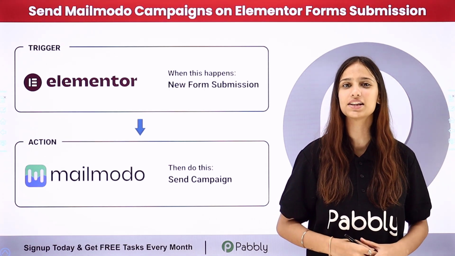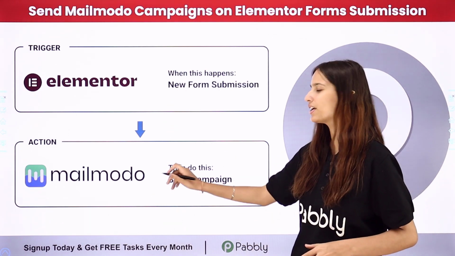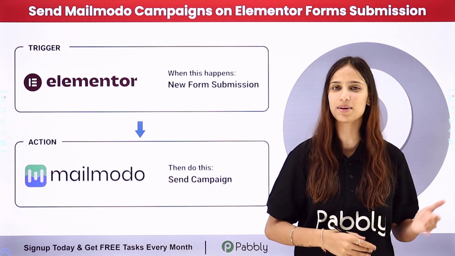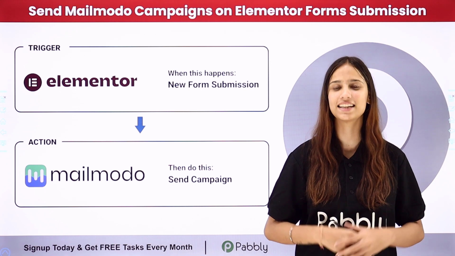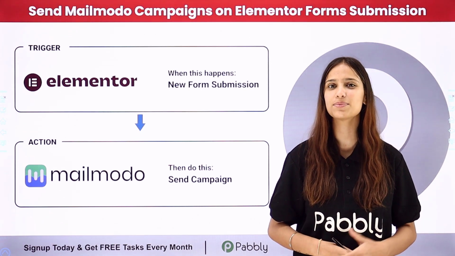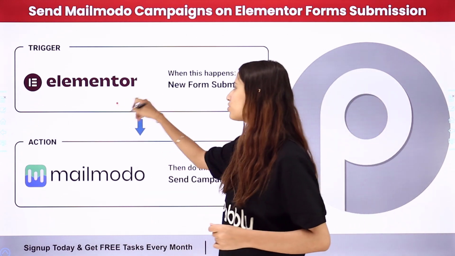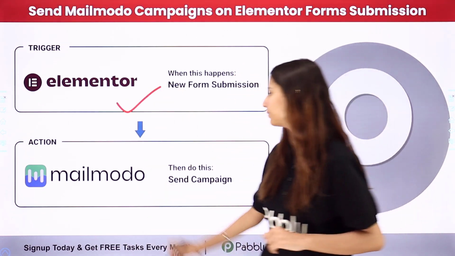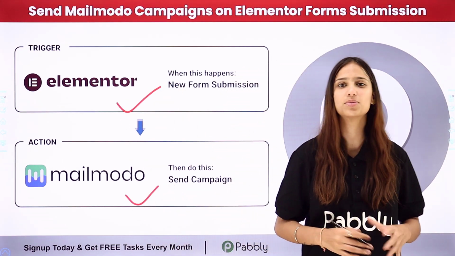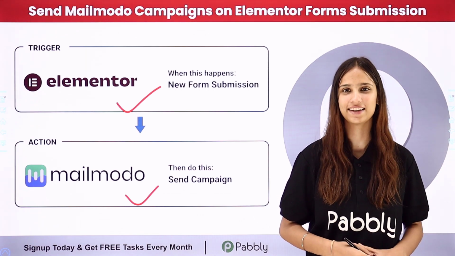So here to do this, I need to set up a connection between these two applications, for which I am going to use this amazing automation software, that is Pabbly Connect. So Pabbly Connect follows the concept of trigger and action. So here to do this, my trigger application will be Elementor and my action application will be Mailmodo. So if you want to learn more about this, follow me through the screen.